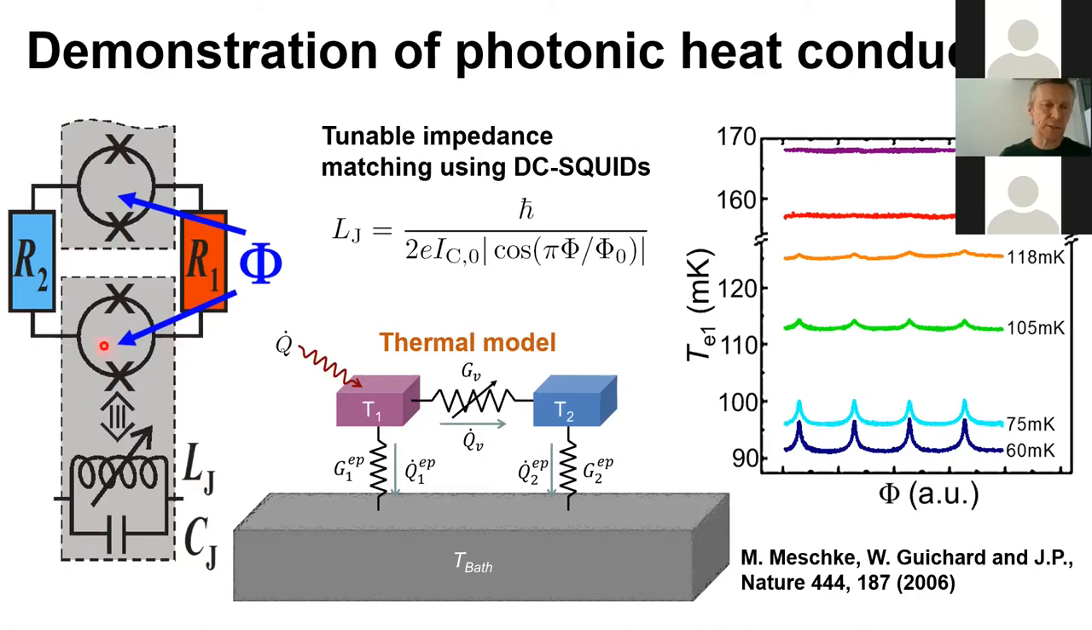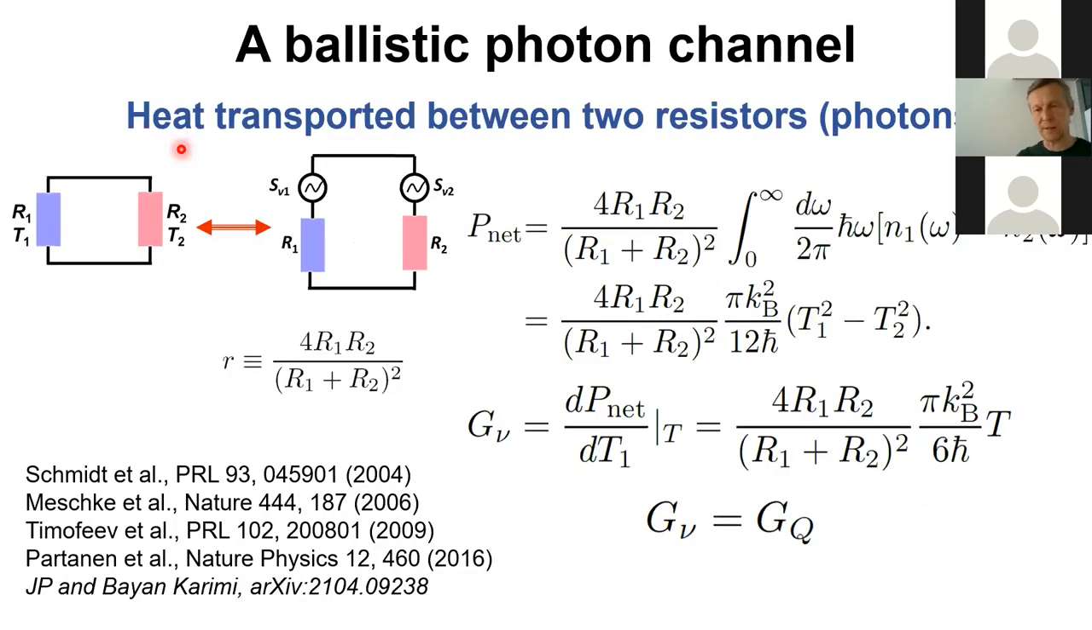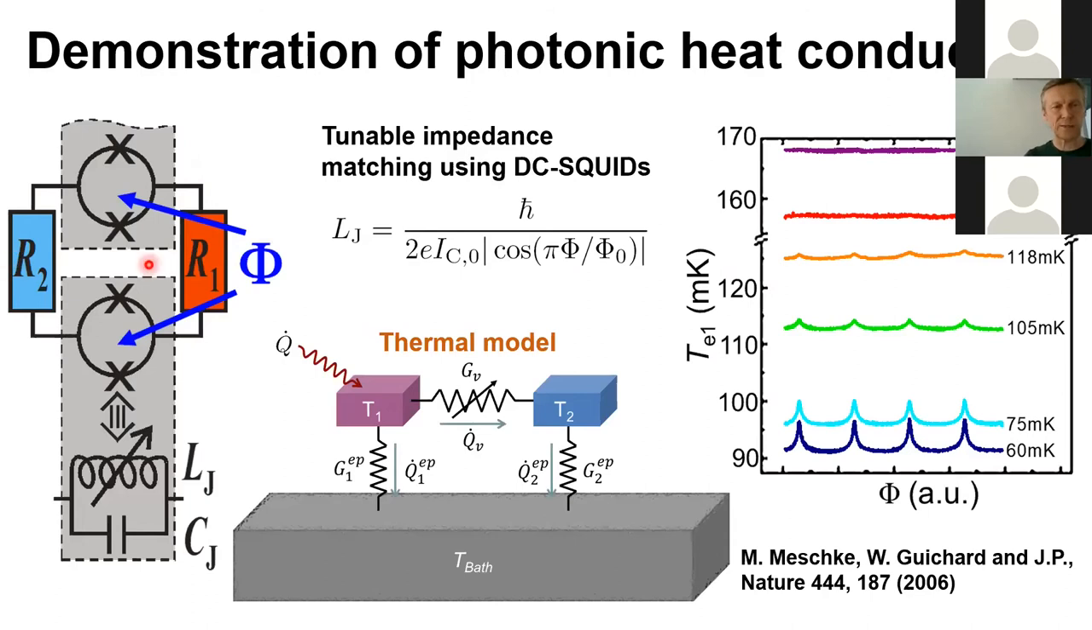And what the SQUID is, classically speaking, is just an LC resonator where by the magnetic flux you can tune the inductance. If you are in the linear regime, then you can say that this is the inductance of this parallel LC circuit, which is connecting these two resistors. So this gives us a flux dependent coupling between the two resistors. So instead of having resistance matching, even when you have equal resistors as we had in this experiment, you can vary the coupling between the two by changing the magnetic flux here.